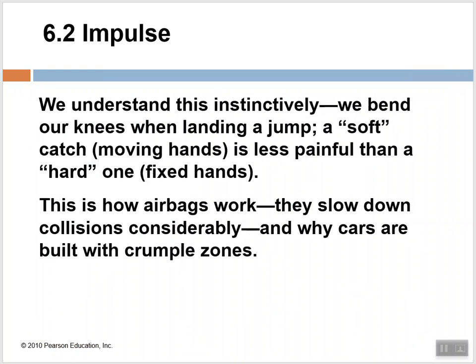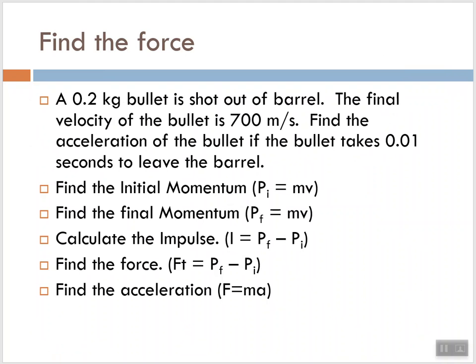We understand this instinctively. We bend our knees when landing a jump. A soft catch, moving hands, is less painful than a hard one, fixed hands. This is how airbags work. They slow down the collisions considerably, and that's why cars are built with crumple zones. By putting in this crumple zone, they're allowing the collision to last over a longer period of time. If we have a long period of time, that means the person in the car is experiencing a much smaller force. We'll try to talk about that a little bit more as we get into class. But let's work out an example here.